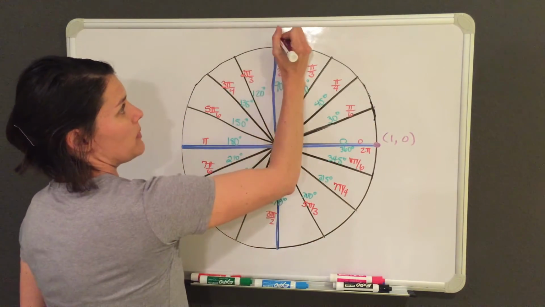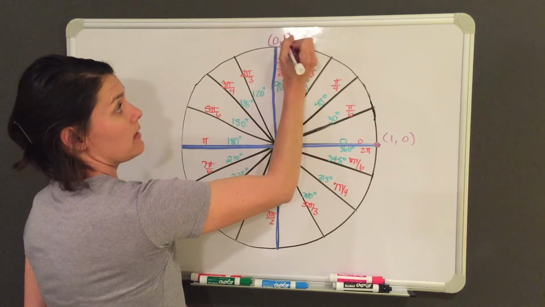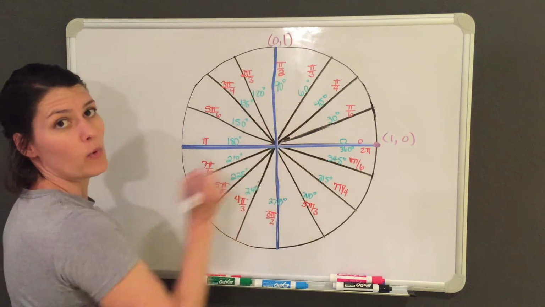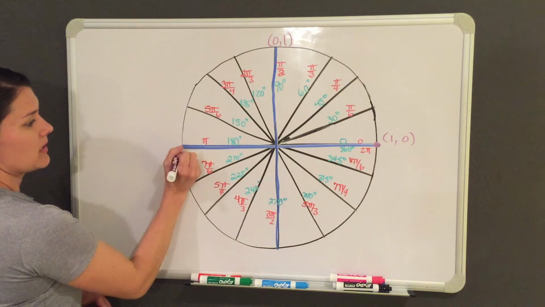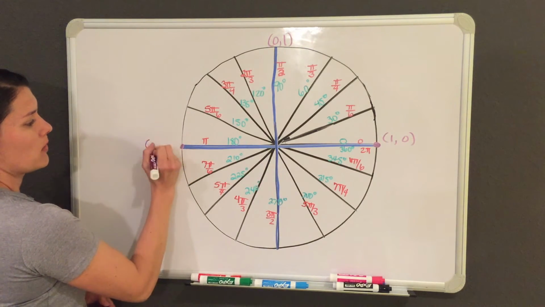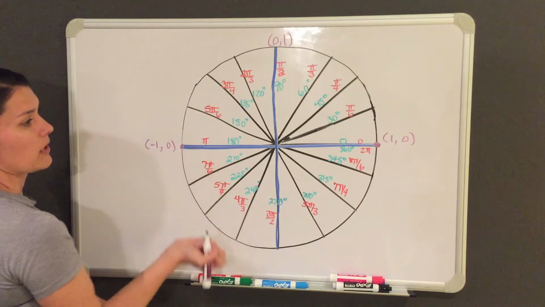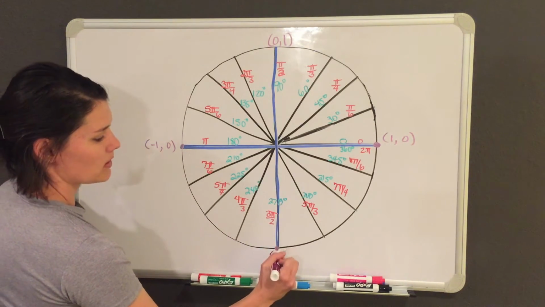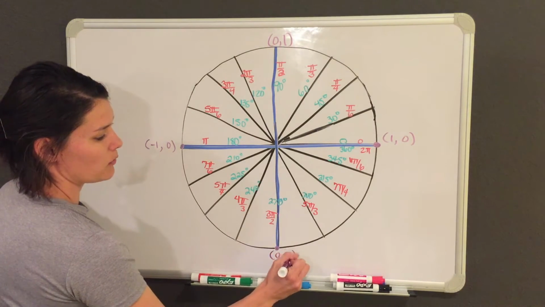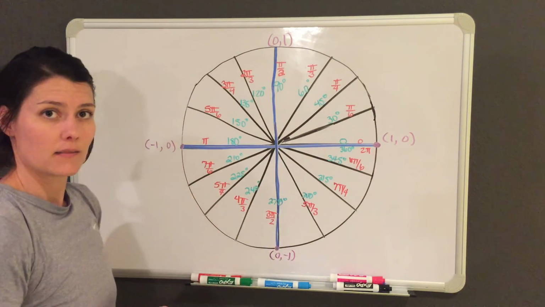This would be the coordinate 0, 1, since again it has a radius of 1. This angle at 180 would have the coordinates -1, 0, and this coordinate at the very bottom will have the coordinates 0, -1, and then it just repeats.